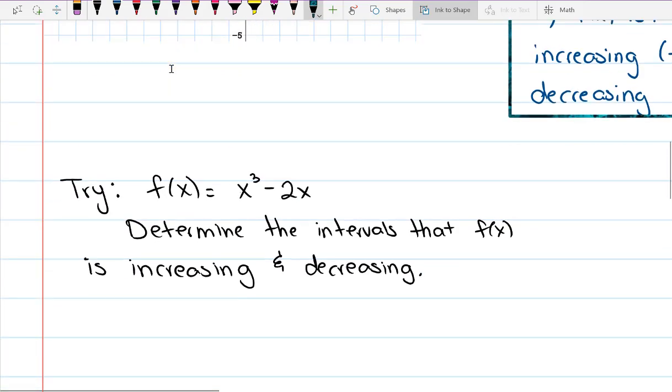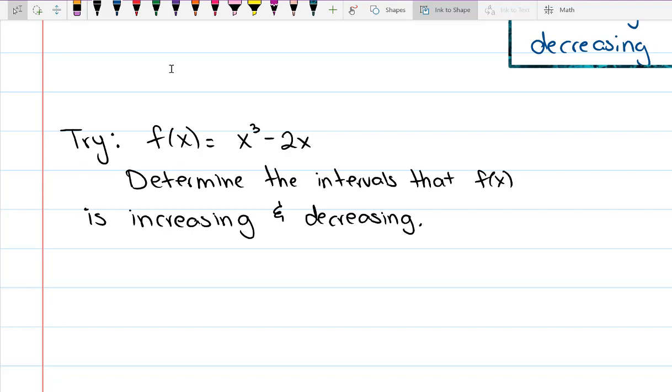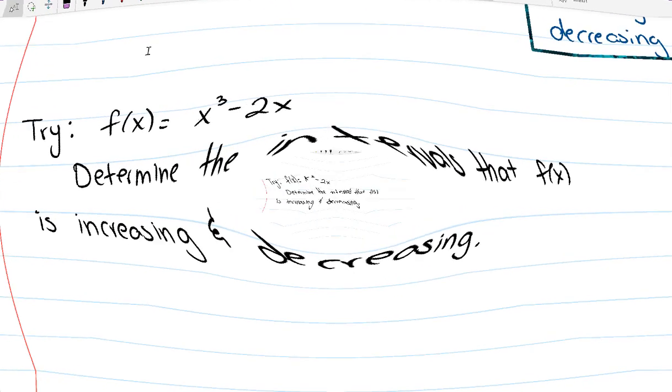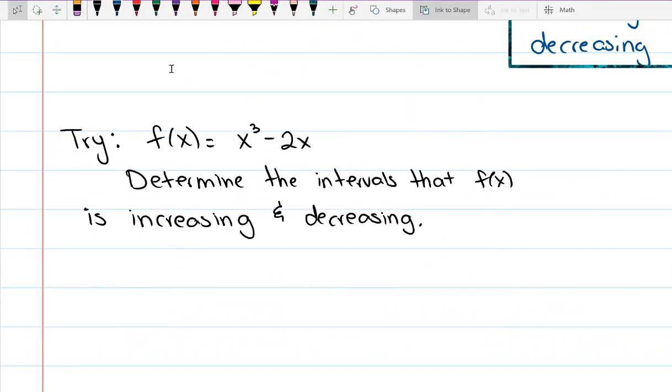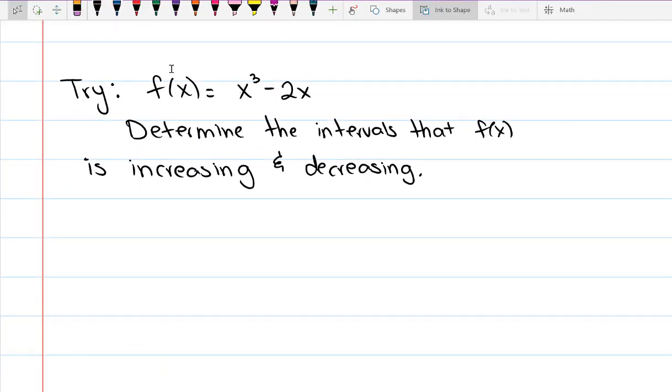So on your own right now, I want you to try to determine the intervals that f of x is increasing and decreasing for the function x cubed minus 2x. So go ahead, pause the video, take a second, and figure that out. Alright, so now that you have an answer, you should have an interval where f is increasing and where f is decreasing. Let's just do it together and make sure we're all on the same page.